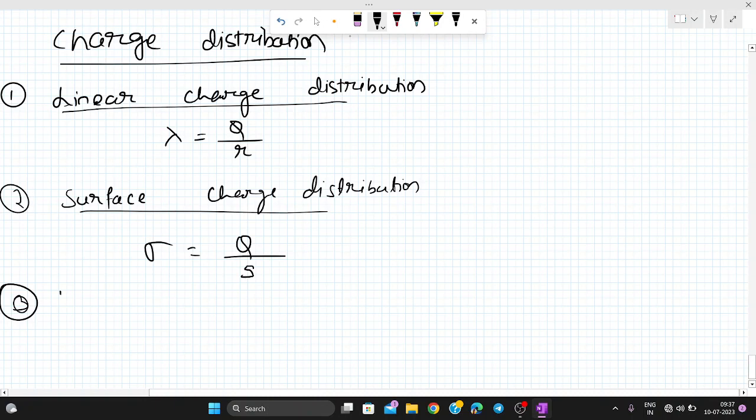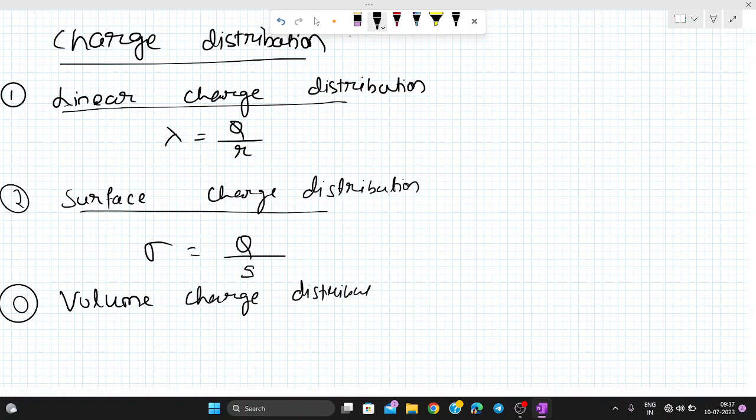The third one is volume charge distribution. We denote it as rho, equal to the total charge q divided by the volume enclosed by that charge. This one is the third point.